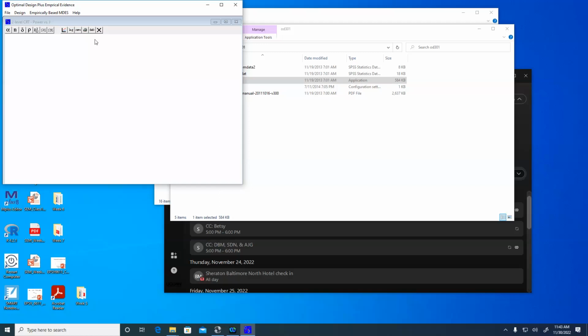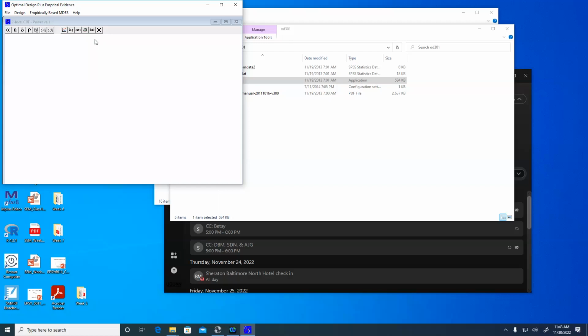If you're not changing alpha, which you pretty much never are, the only buttons you have to worry about here are number of people per cluster, effect size, and, oh, did I say that? I forgot. I skipped that one the last time. Intra-class correlation coefficient, ICC. And then if you're using covariates, covariates are going to go in there.